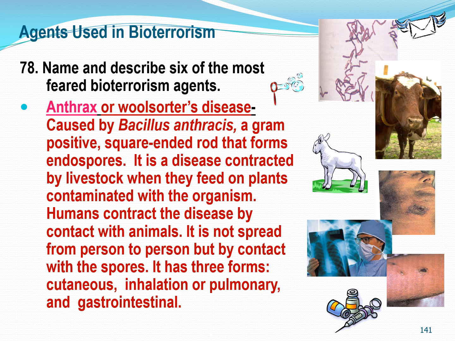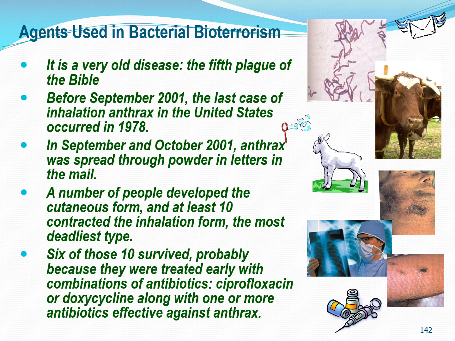It has three forms: cutaneous, which we show a picture of on the top, right below the lamb and the cow. That's the cutaneous. The inhalation, and we see that picture of a doctor holding an x-ray, which shows the pulmonary issue from inhalation of that. And then there's gastrointestinal. So it is a very old disease, okay? It's the 5th plague of the Bible.